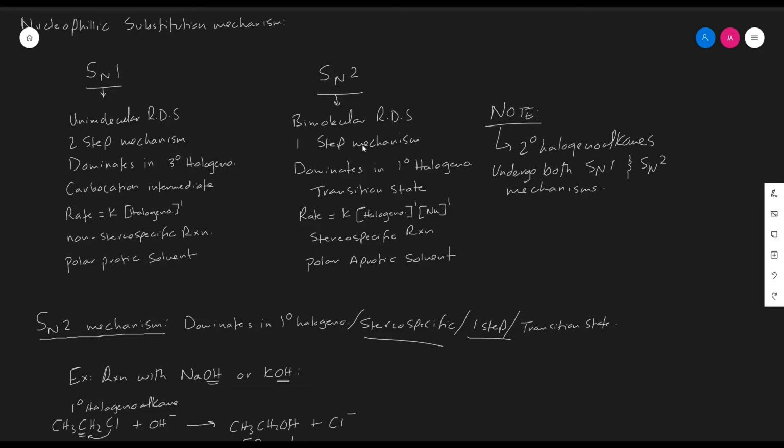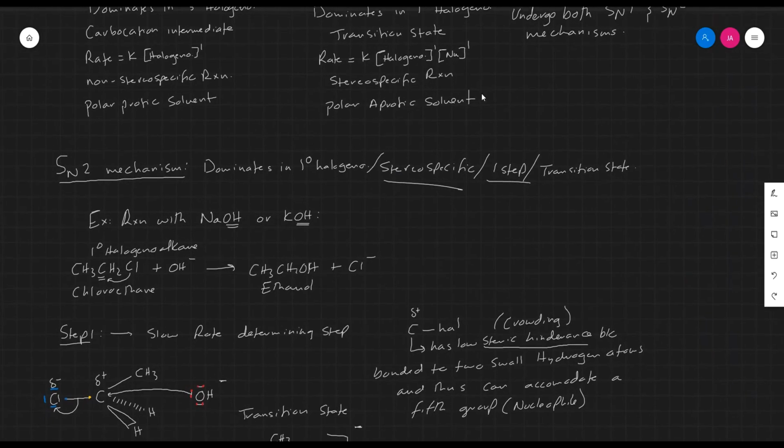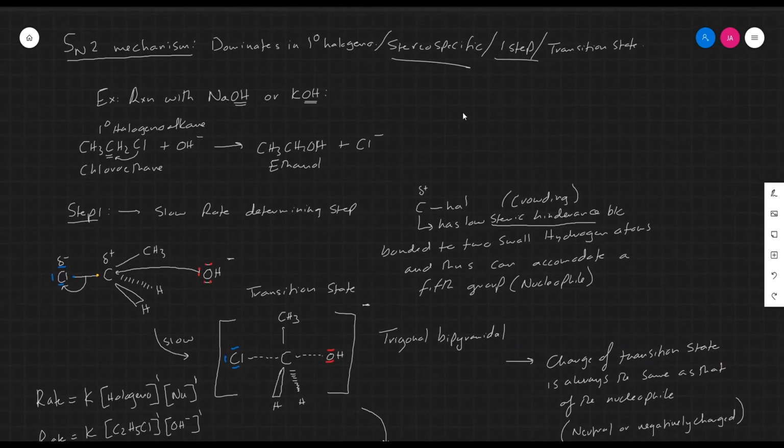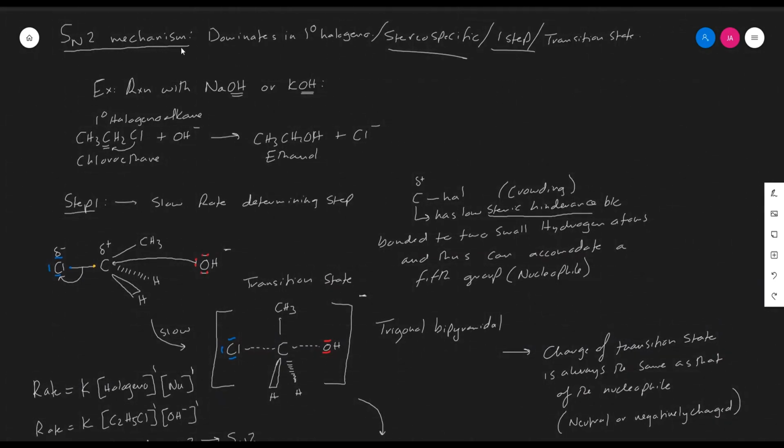Let's start. I prefer starting with SN2 mechanisms, as displayed below. A quick revision: SN2 mechanisms dominate in primary halogenoalkanes. They are stereospecific and thus are required to be drawn in 3D or using stereochemical formulas. It's a one-step mechanism that involves the formation of a transition state, not an intermediate.